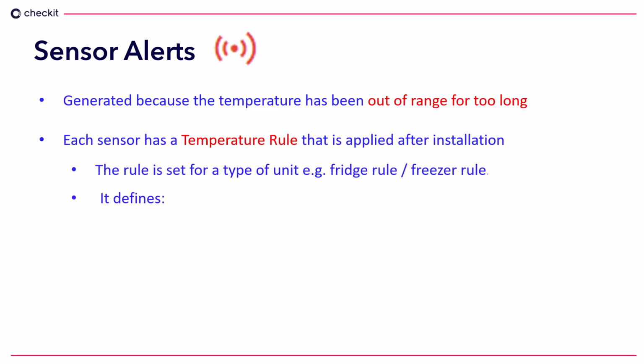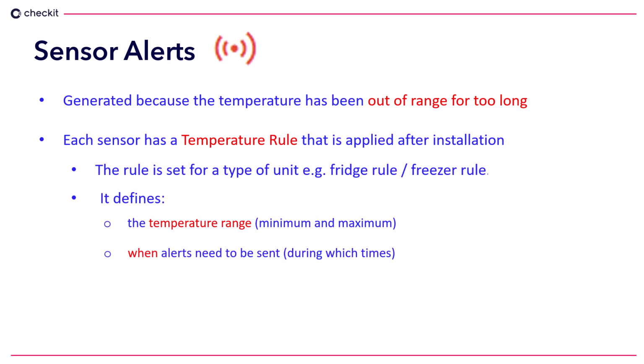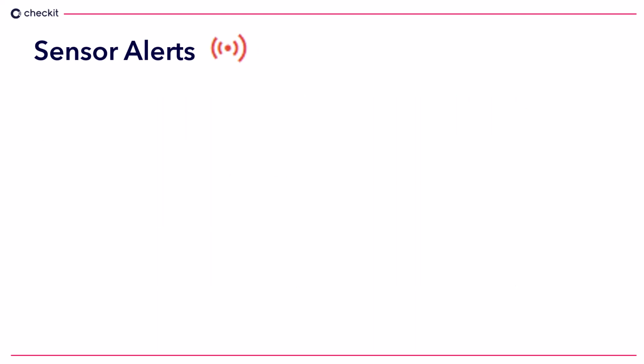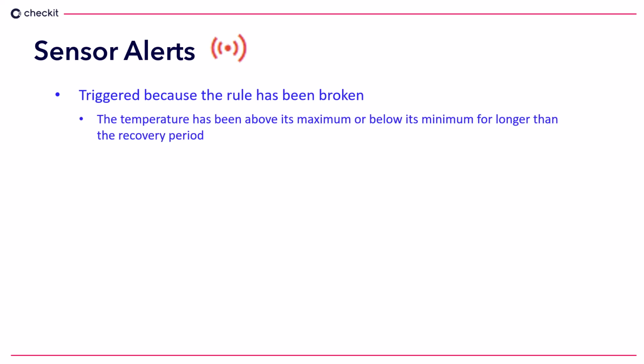The rule itself defines what the temperature range is supposed to be, when it should send alerts, so between which times, and how long it should wait before it sends an alert. This is known as its recovery period and is usually around 60 minutes. When the sensors trigger an alert, it's because the rule has been broken, and it's broken because the temperature has been above its maximum or below its minimum for longer than its recovery period.